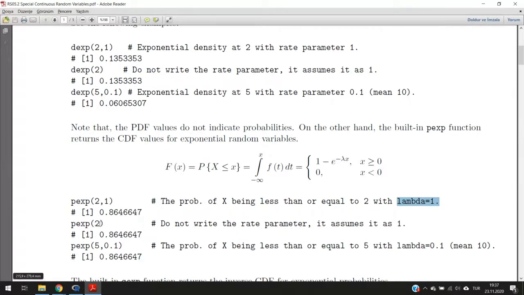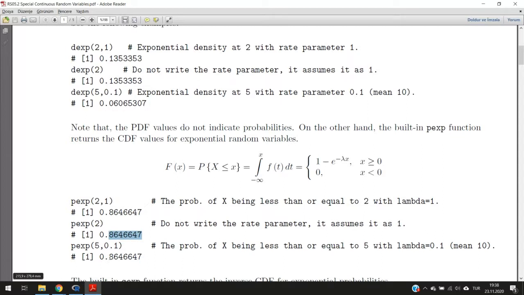Now, just like in the dexp example, if you do not write the rate parameter, by default, the assumption will be that it's equal to 1. So we assume a standard exponential random variable in that case. However, if somebody asks you the probability of an exponential random variable with rate parameter 0.1 to be less than or equal to 5, then you need to write pexp(5, 0.1). So you see, this probability and this probability are the same.